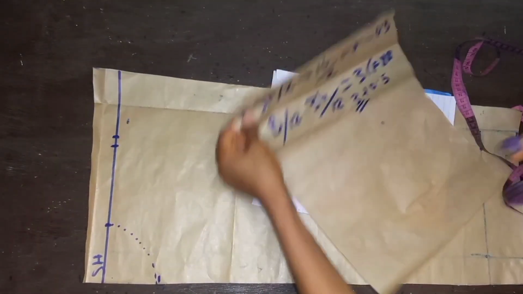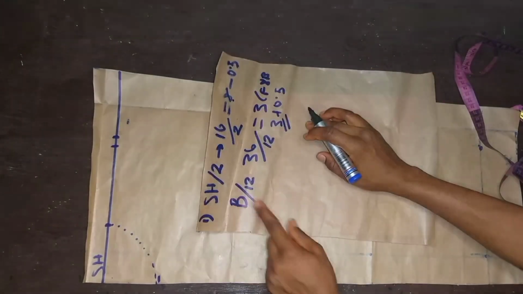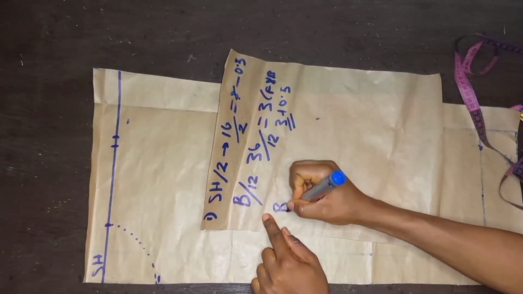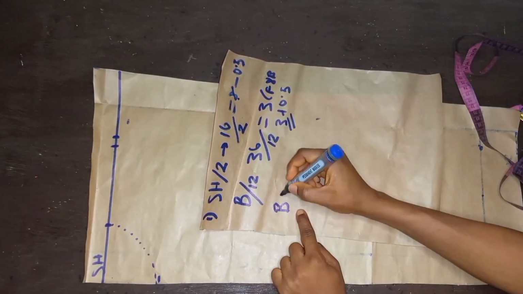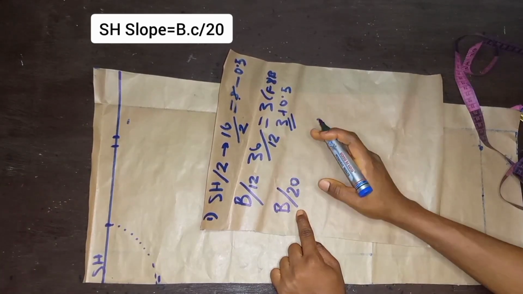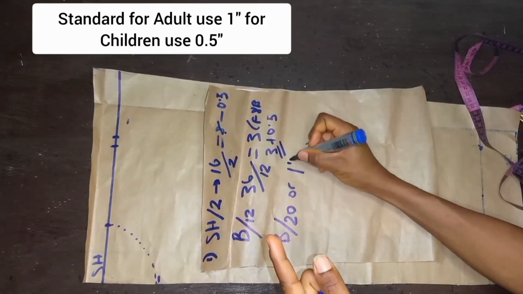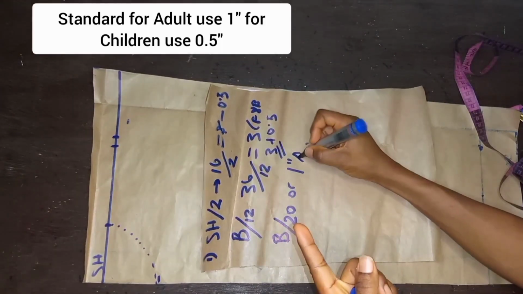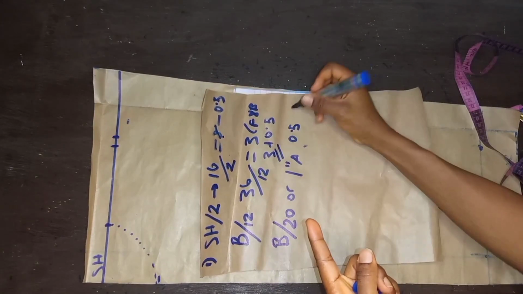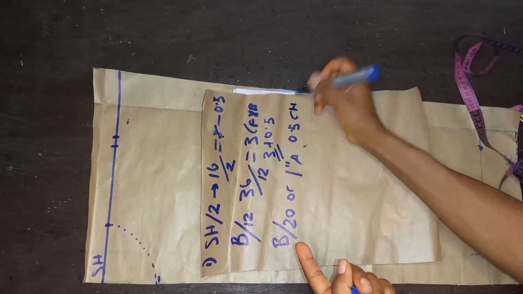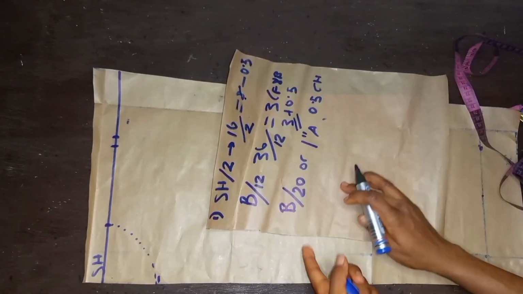You know that the human shoulder is not straight, it's slanted. So in order to get that slant measurement, the formula for the shoulder slope is bust circumference divided by 20. But there's a standard for it. For adults, you use 1 inch. For children, you use 0.5 inch. You can either choose to use the formula or use the standard. Most people use the standard.